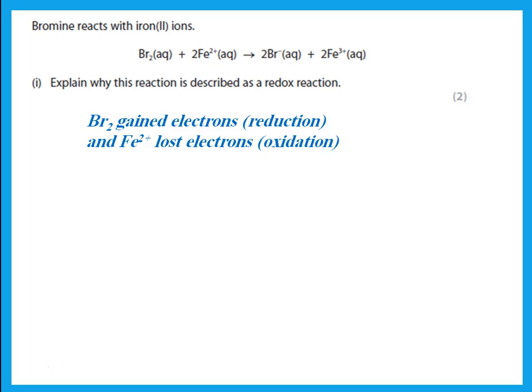Now, the Fe2 plus changed into Fe3 plus. So either you say this is due to loss of electrons or to increase in oxidation number. Remember, Fe2 plus has an oxidation number of +2. Fe3 plus has an oxidation number of +3. So that is increase in oxidation number. Oxidation. Okay.